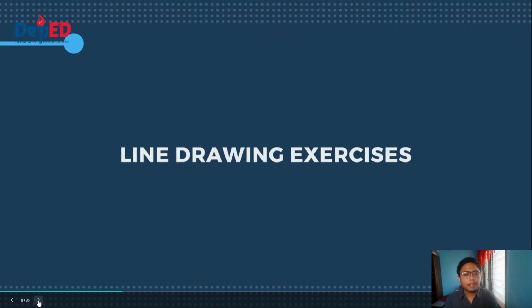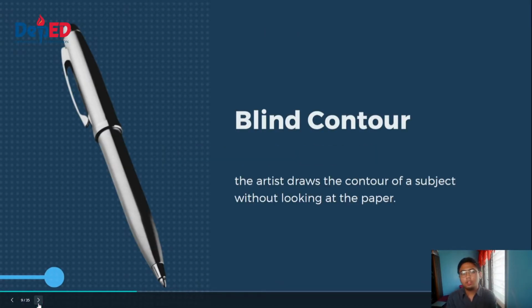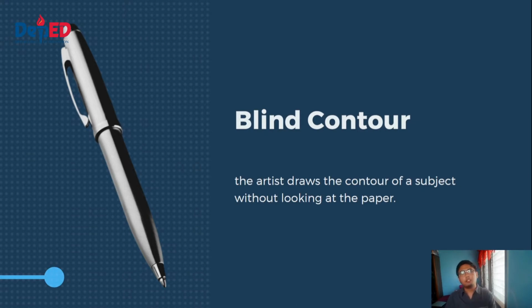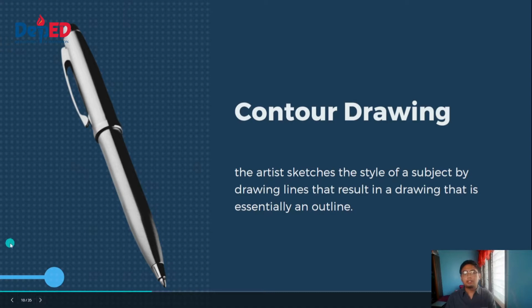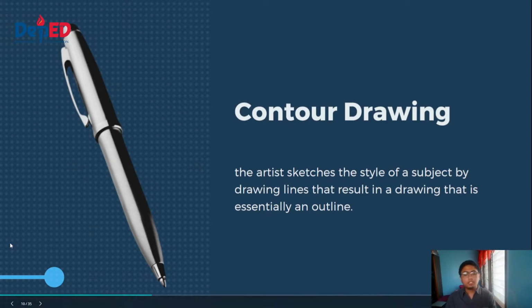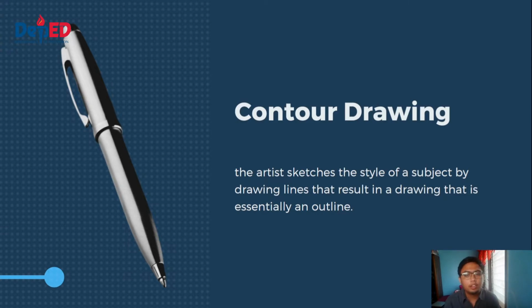So let's have line drawing exercises. When we talk about line contour, basically you are just looking at your subject, then drawing on your paper without even looking at it. Okay? The artist draws a contour of an object without looking at the paper. That's the key point of line contour. While in contour drawing, basically the artist sketches the style of the object or the subject by drawing lines that result in a drawing that is essentially an outline. Here you are using lines and shapes to draw the outline of the object before even finalizing it with details.